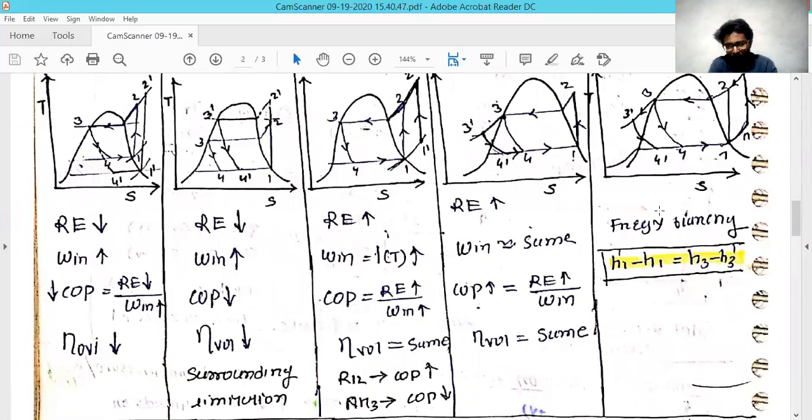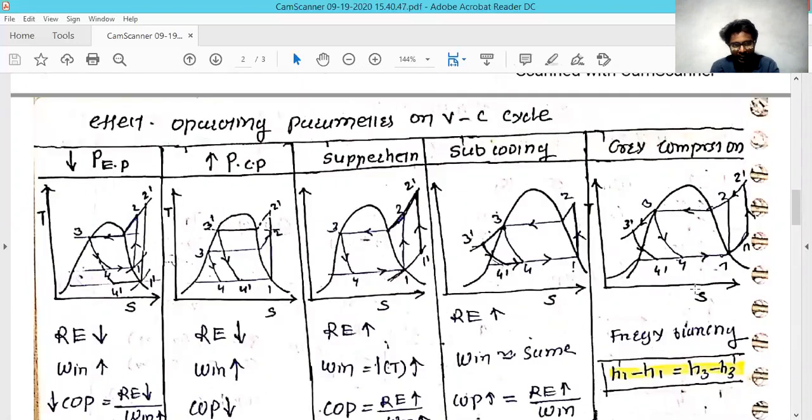Since refrigeration decreases and the work increases, the operating cost of your device is going to increase. Also, because the pressure difference between these two lines increases, it will reduce the volumetric efficiency of your compressor.